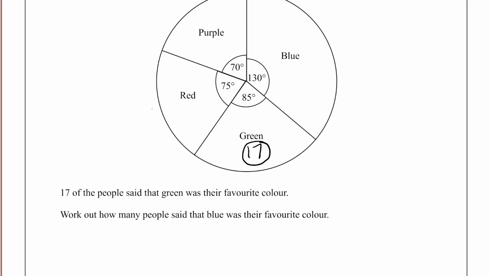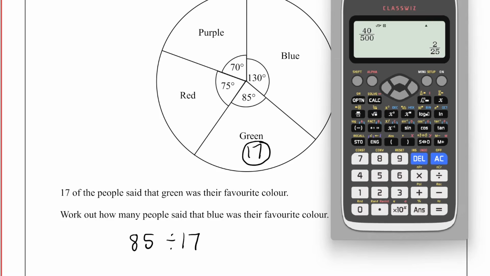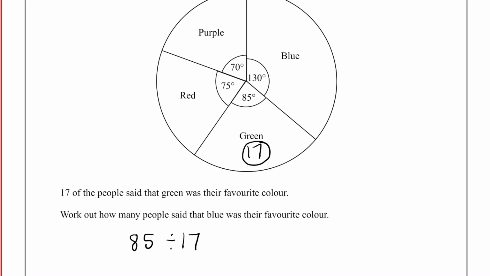So we've got 85 degrees for 17 people. If we do 85 divided by 17, we get 5. So it's 5 degrees per person. Each person is worth 5 degrees. So all of the degrees adds up to 360, and each 5 degrees is one person.